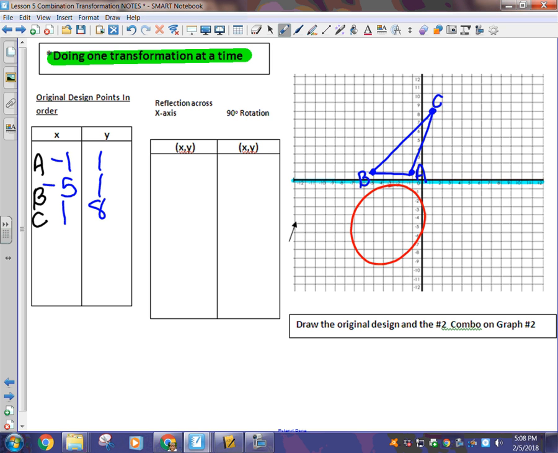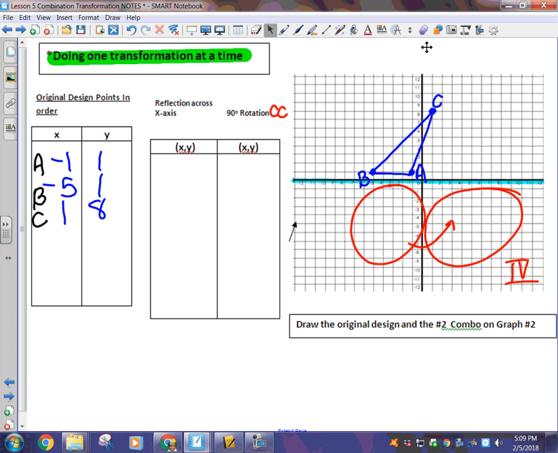Then I'm going to do a 90 degrees counterclockwise. I forgot my counterclockwise. Usually if it doesn't indicate, the default is counterclockwise. Then I'm going to make this thing go this way, and my resulting picture should end up being over here in quadrant number 4. All right? So we kind of see where we're going.